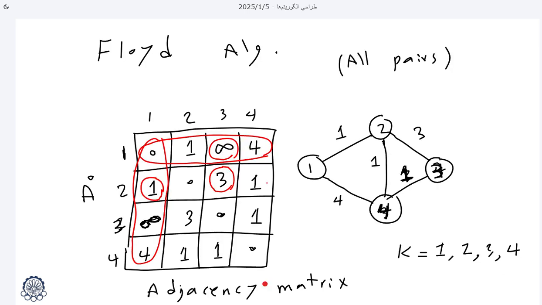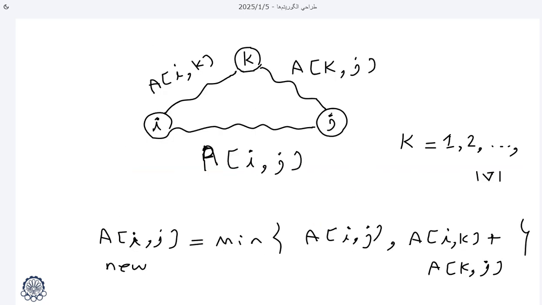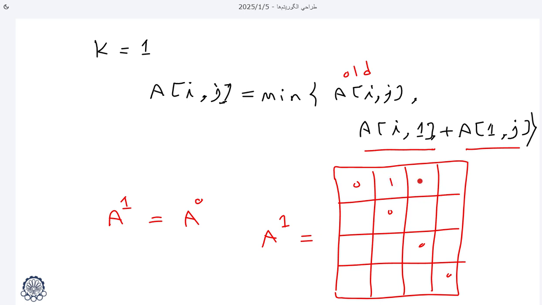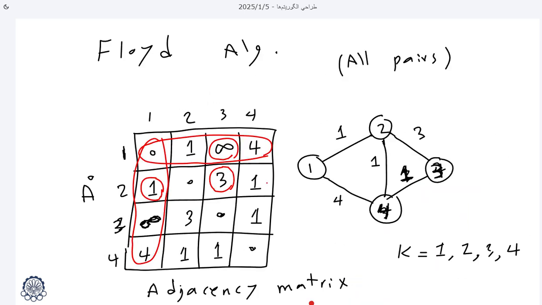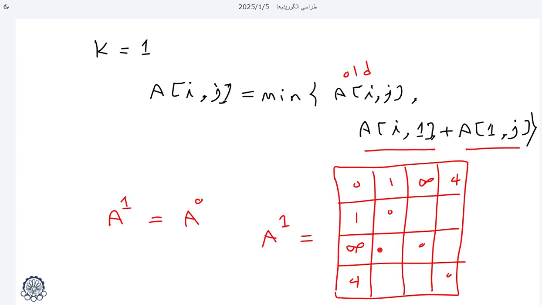One infinity 4, 1 infinity 4. 3 1, 3 1 3 1 1 1.